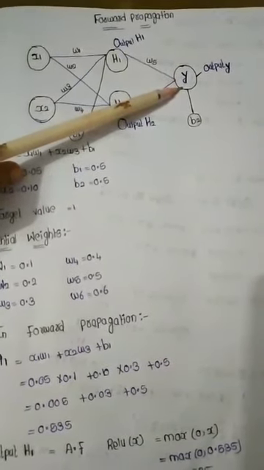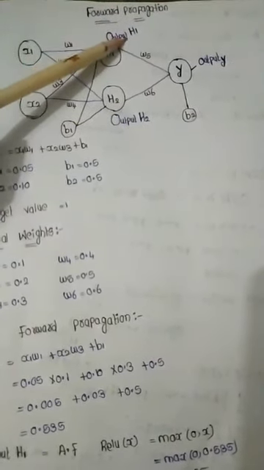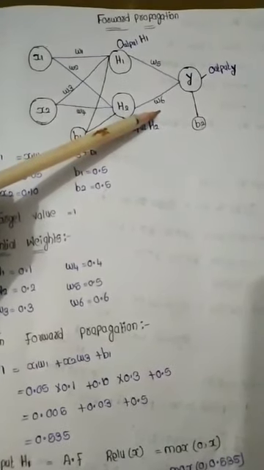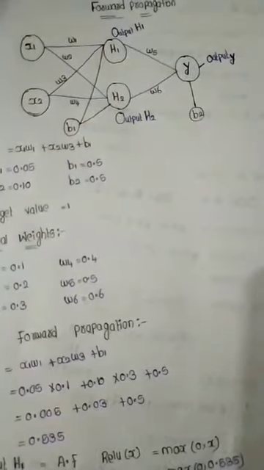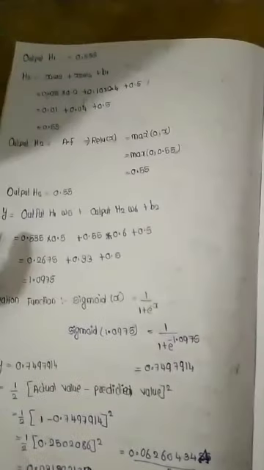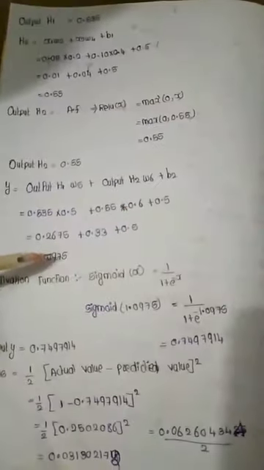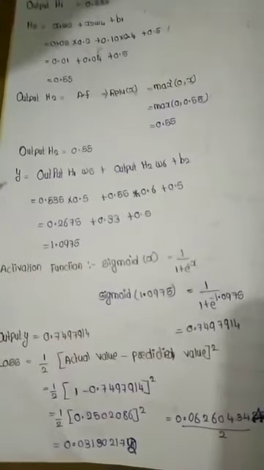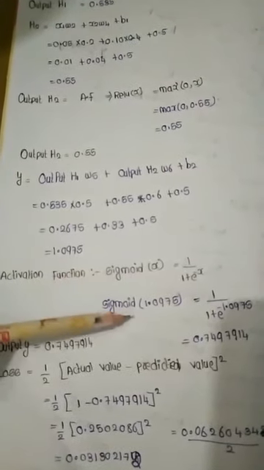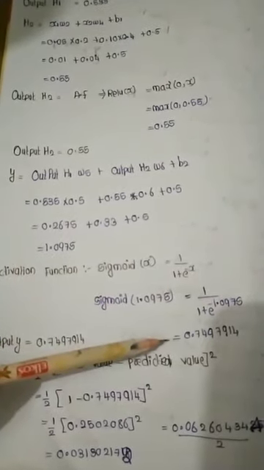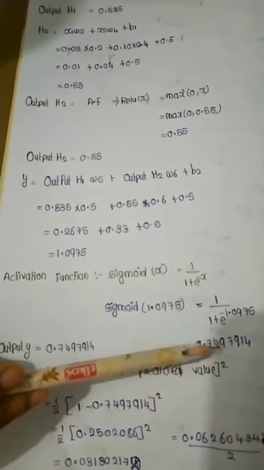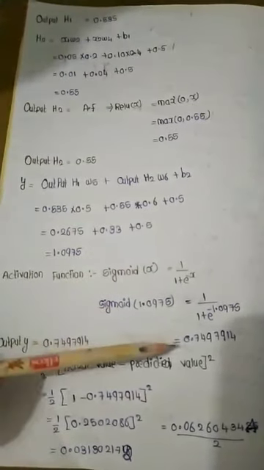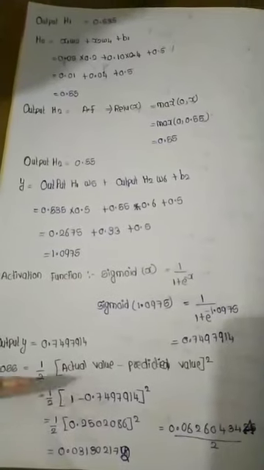As I said, each neuron will receive the input from its previous layer. So the input for Y will be the output of h1 with weight w5 and the output of h2 with weight w6, and with bias b2. We substitute those values and get 1.0975. As Y is the output layer, I am using the sigmoid activation function. I get the output as 0.7497914. So after all this process I get this value, but actually my target value is 1.